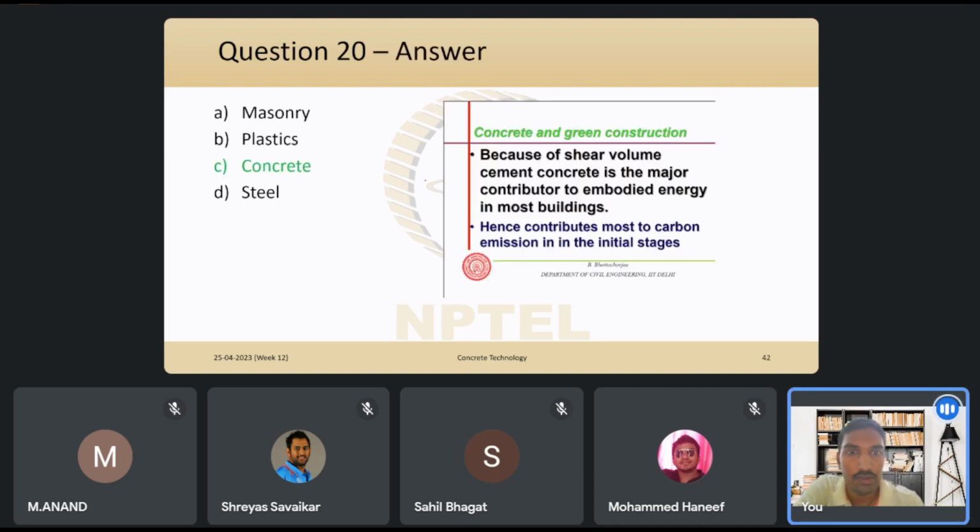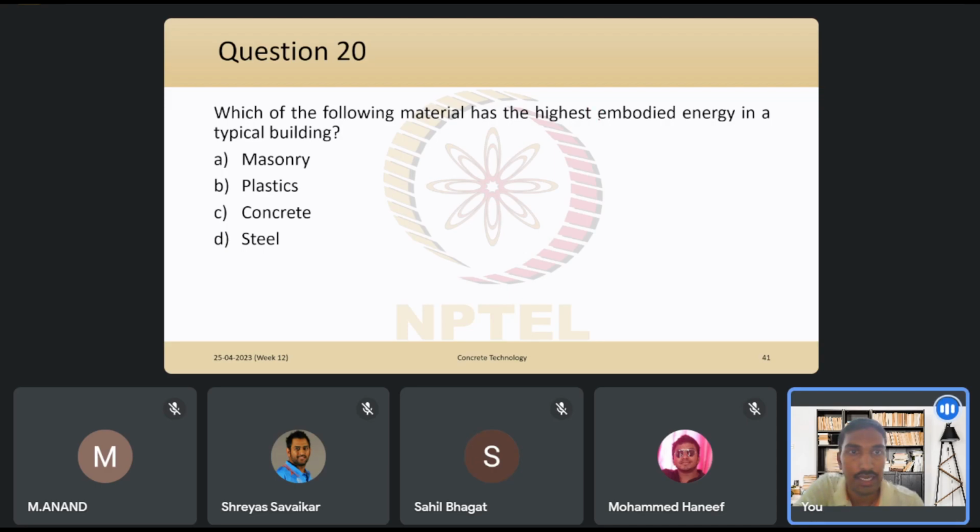Right, so we are talking about the material with the highest embodied energy in a typical building. So what is embodied energy? Embodied energy is nothing but the total energy that was consumed in the production as well as the transportation of the material, right? So which has the highest embodied energy.